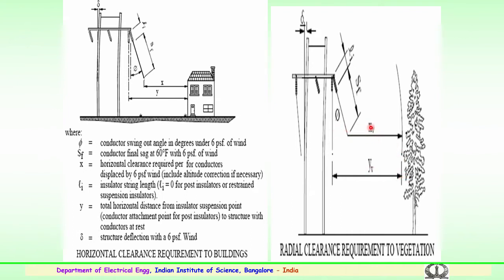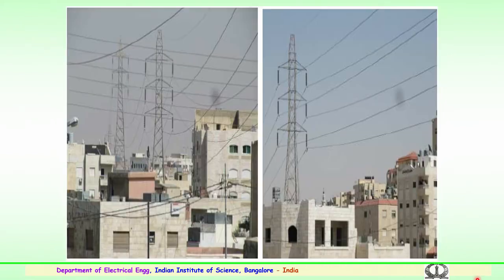In case of swing, what is the minimum horizontal clearance required for the conductors which are displaced at that particular wind speed. A similar arrangement for the vegetation also exists, along with the small angle delta, the tilt angle or shift angle of the entire structure deviation which happens because of the wind flow. This has to be considered for the proper functioning of the transmission system. The clearances have to be maintained.